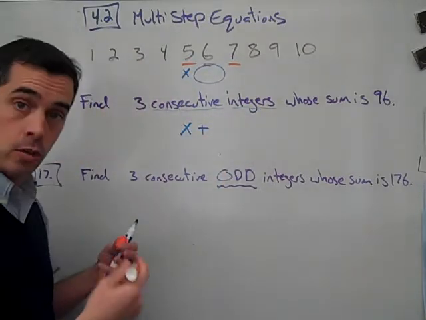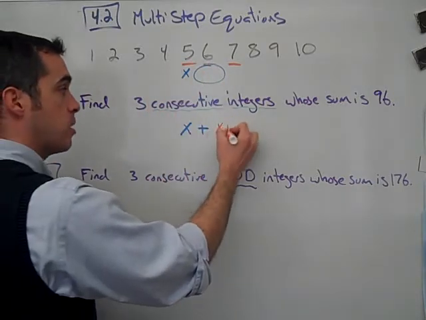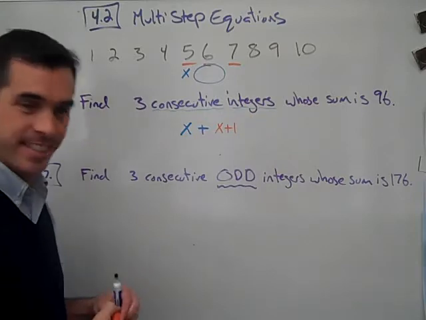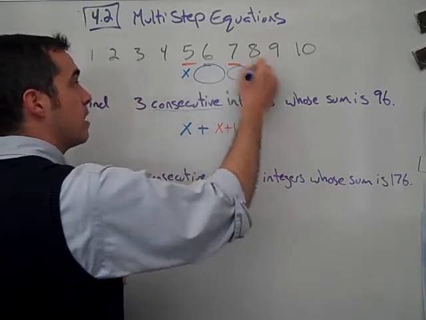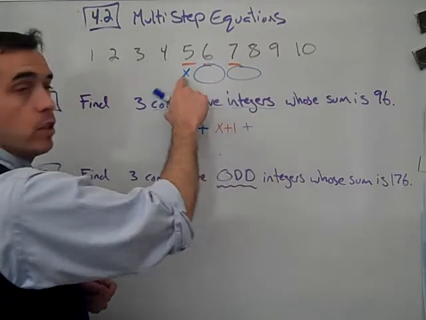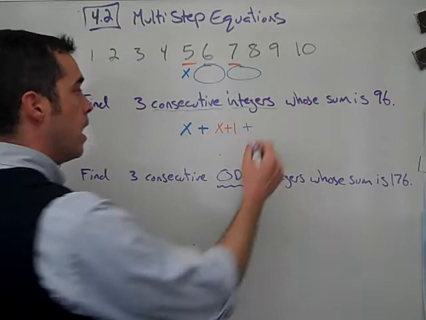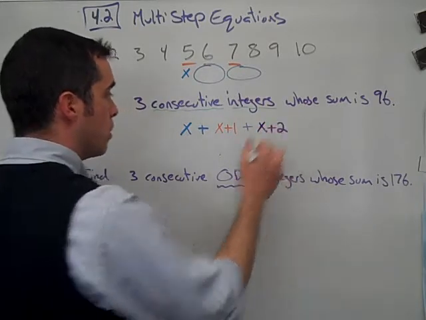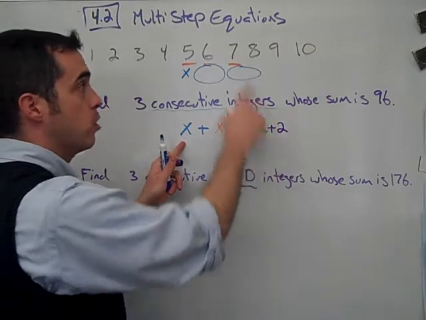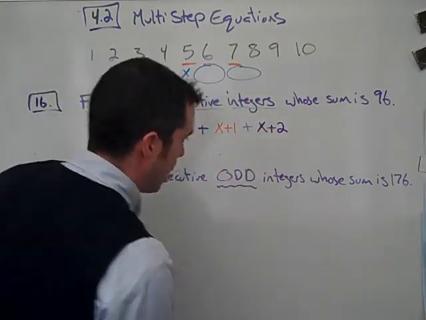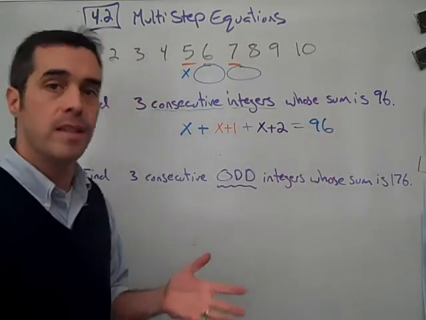Well, here's where I get creative. I'm going to call it the one after x, x plus 1. And then I'm going to add the one that's 2 after x. So what should I call that? You guessed it, x plus 2. So if this was 5, this would be 5 plus 1 is 6, 5 plus 2 is 7. Although that's not really the answer. Equals 96.